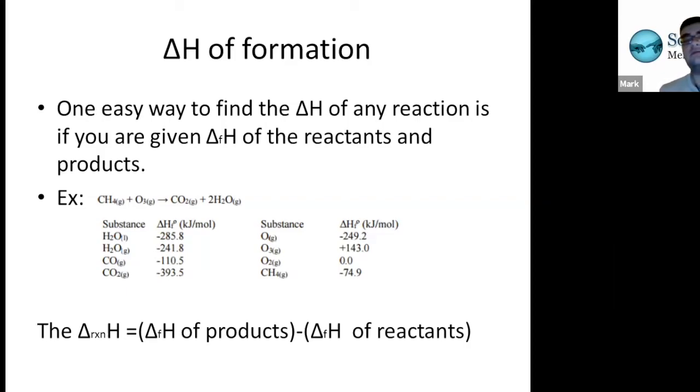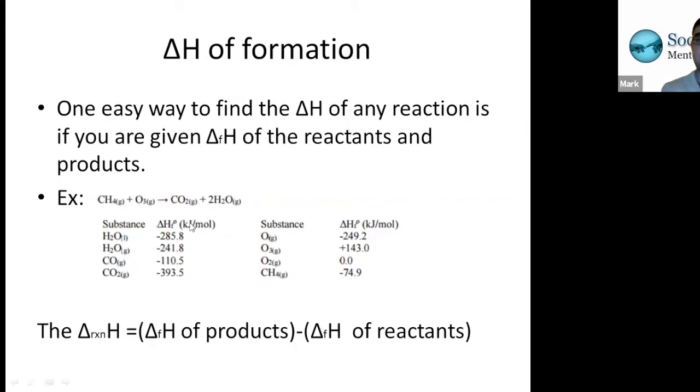Well, if we have this table right here that shows us the delta H information of each of these different components, for example the delta H information of water, CO2, O3, and CH4, we can then find the delta H of the whole reaction, or Rxn, at the bottom. And the equation is that the delta H of the reaction is the sum of the delta H formation of the products minus the sum of the delta H formation of the reactants.